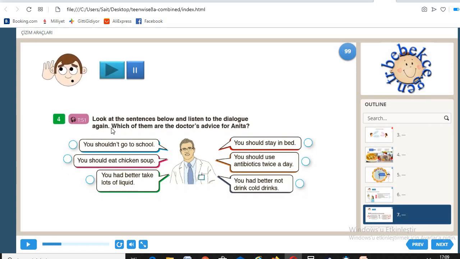Now, look at the sentences below and listen to the dialogue again. Which of them are the doctor's advice, suggestions for Anita?